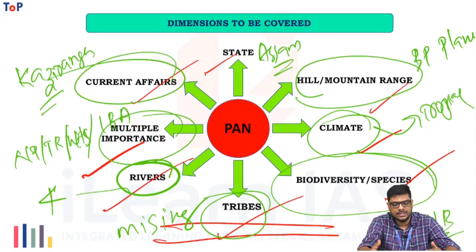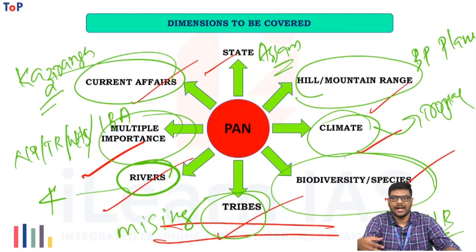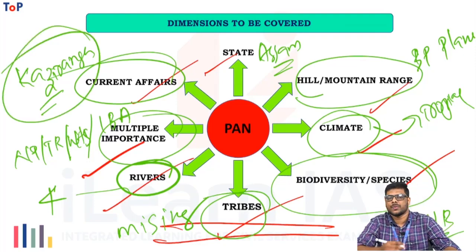It has the Dehing river passing through it, and it is a tiger reserve, World Heritage Site, as well as an important bird area. Identify the national park. Answer is what? Kaziranga. So this is how you have to answer.